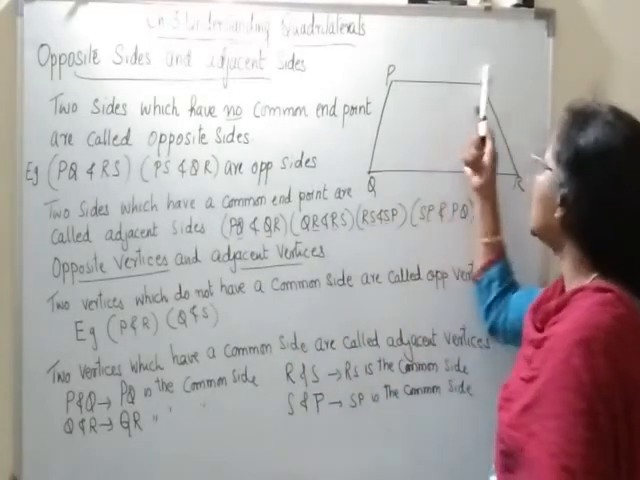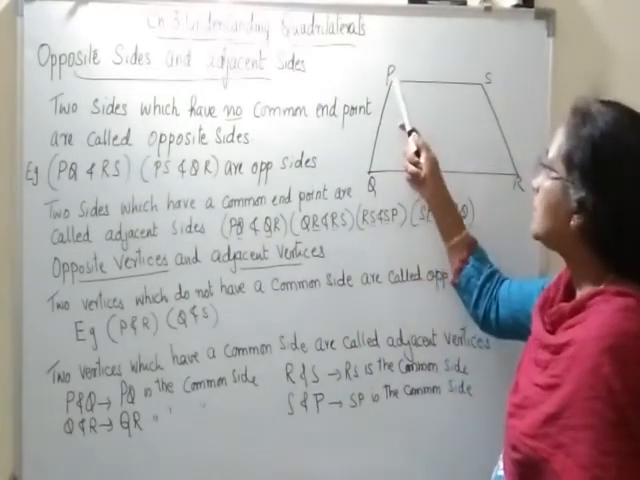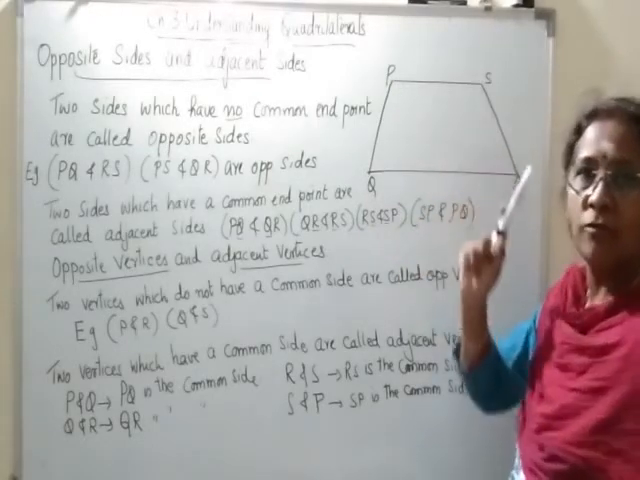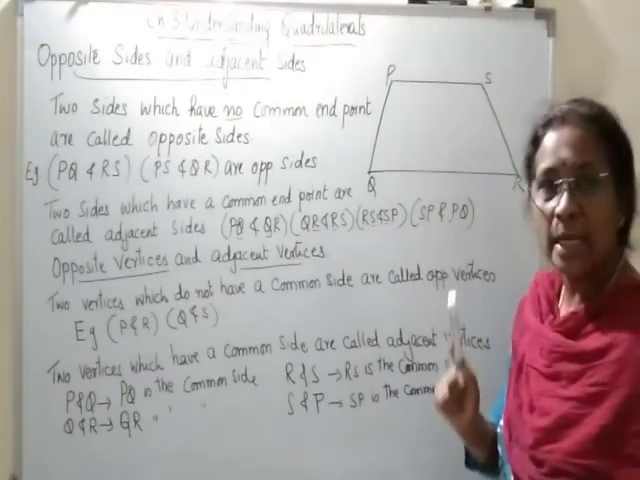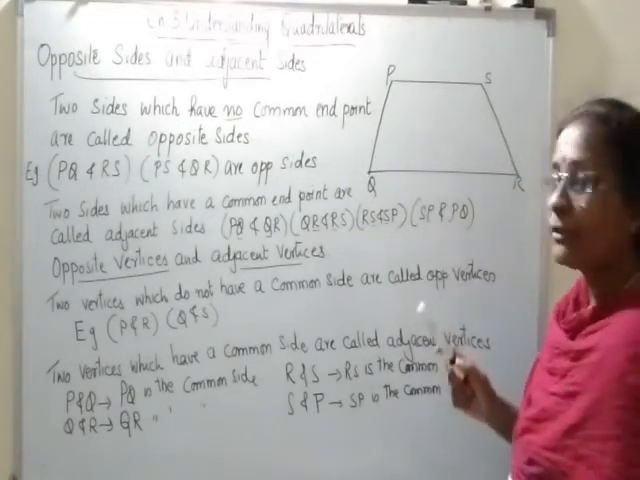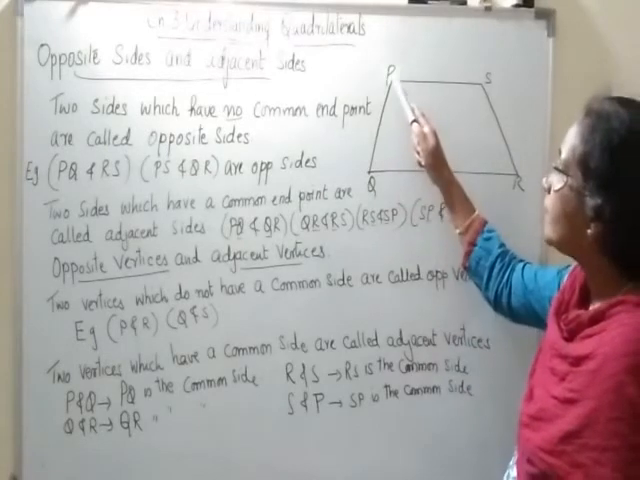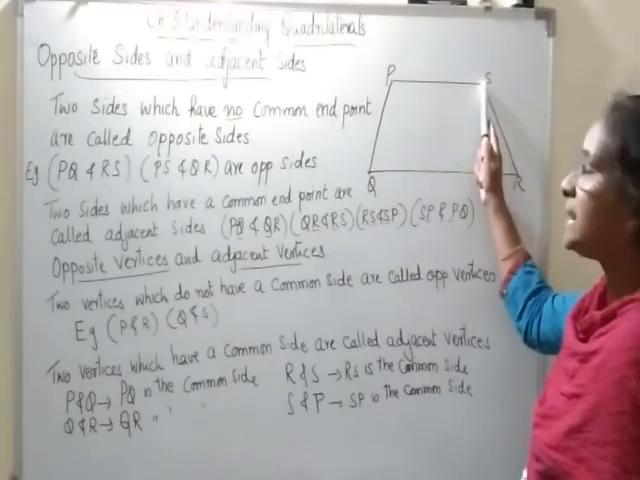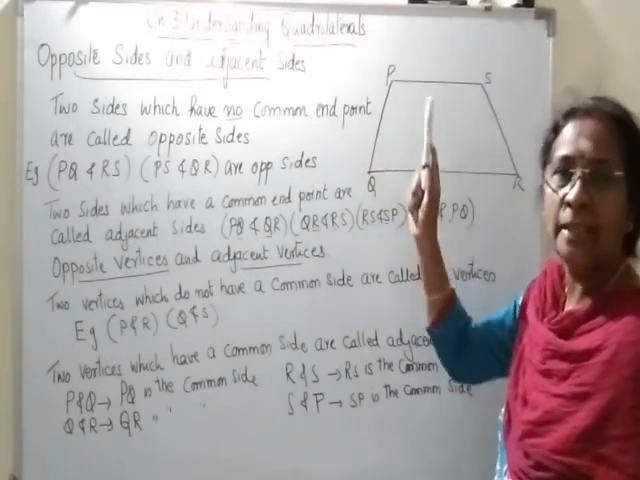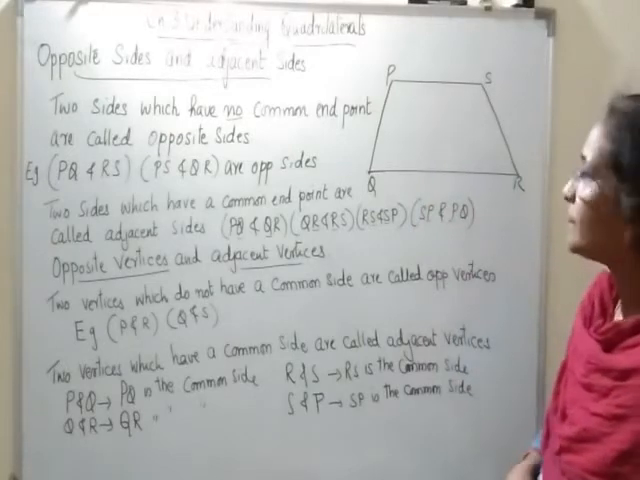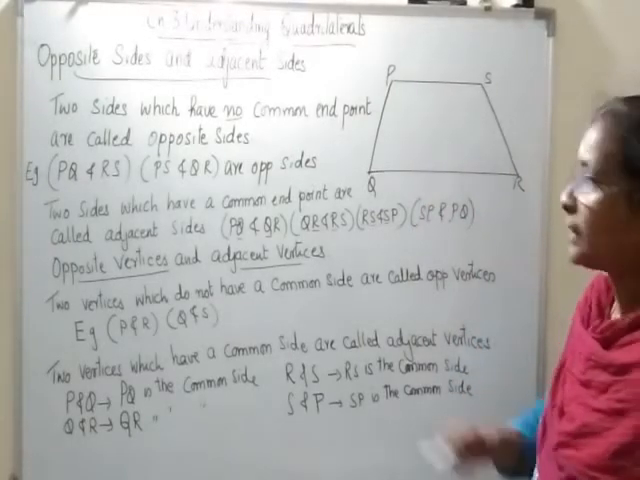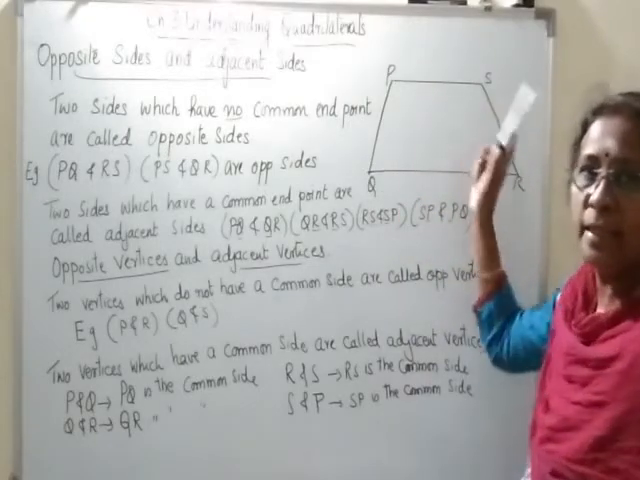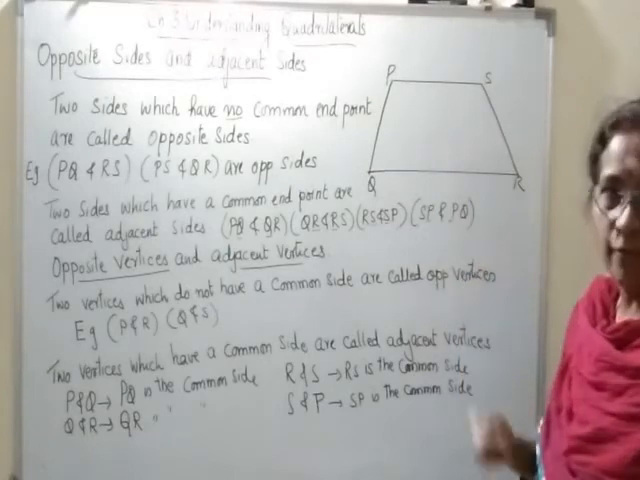Now, if you take this quadrilateral, the name of the quadrilateral is PQRS. We know that the sides, how many sides are there? 4 sides. Which are the 4 sides of the quadrilateral? First side PQ, QR, RS and SP are the sides of the quadrilateral. Which are the vertices of the quadrilateral? P, Q, R and S. These 4 points are the vertices.